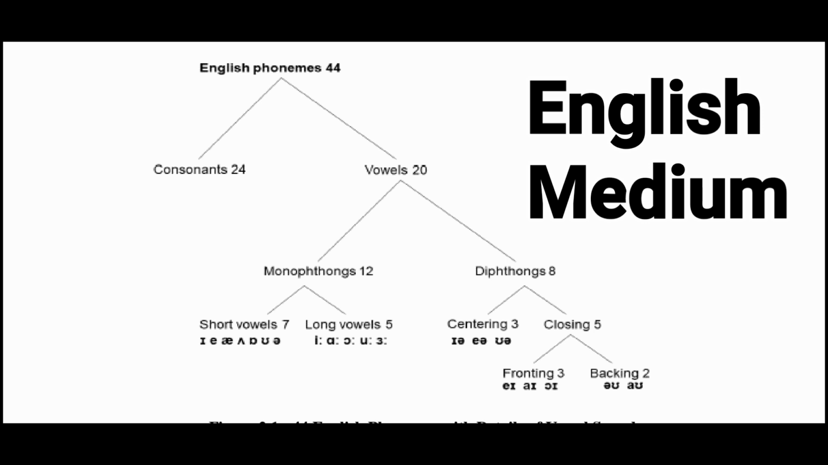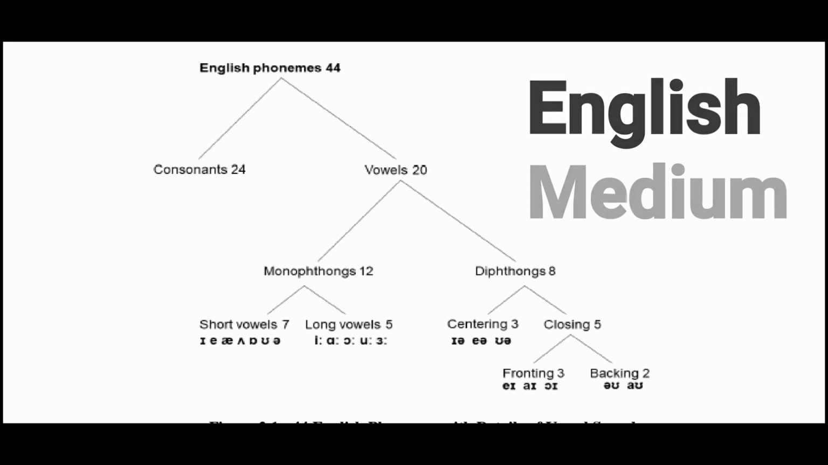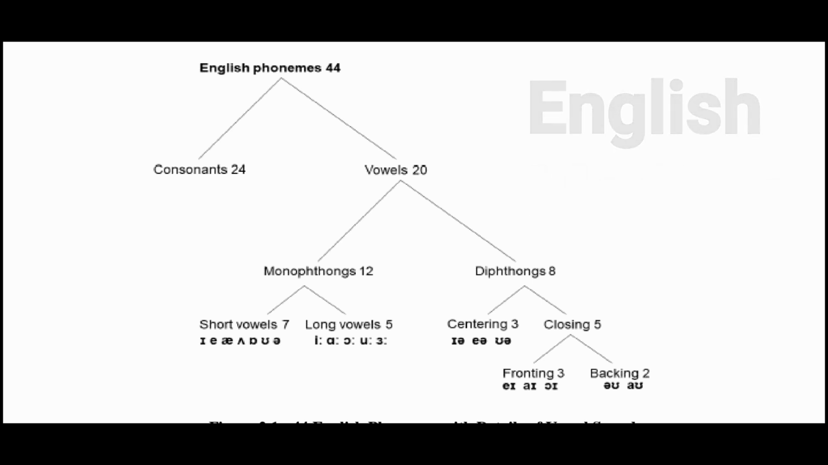So now we discuss particularly diphthongs, and diphthongs are 8. And then we classified them further. The further classification of diphthongs will be centering 3 and closing 5. So the centering 3 are I and E, E and weak E, and U and weak E.